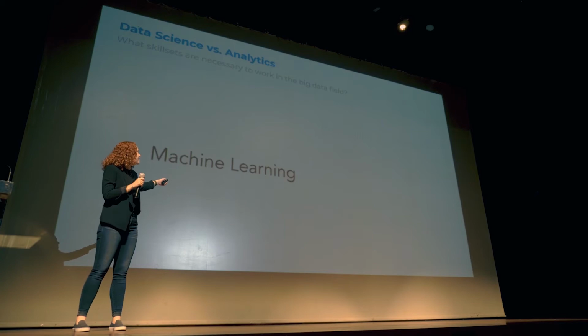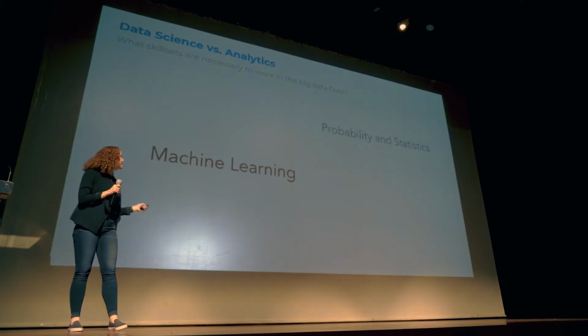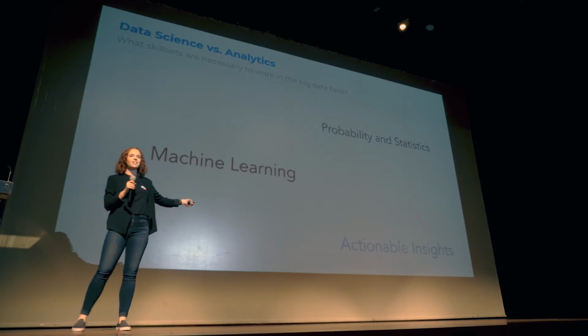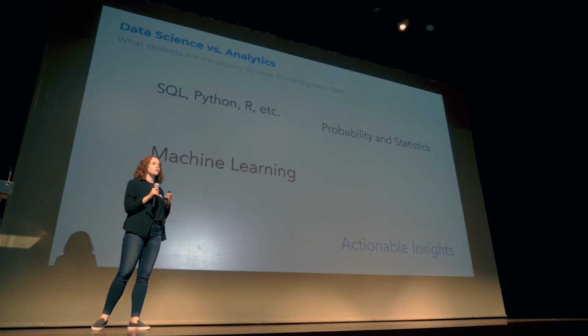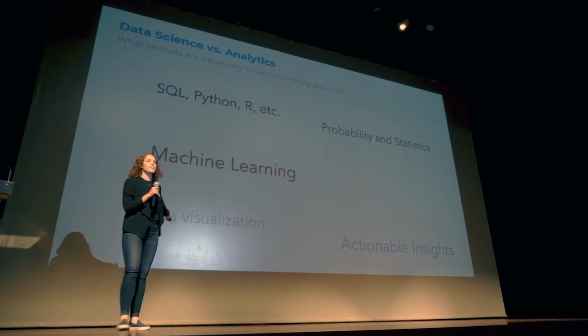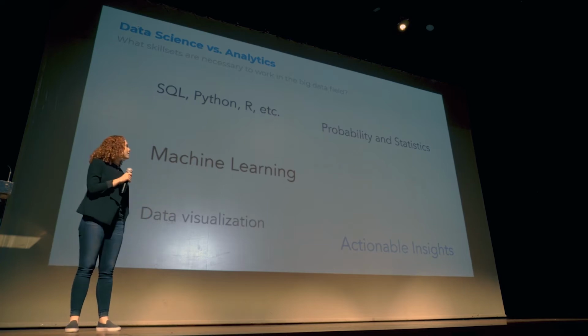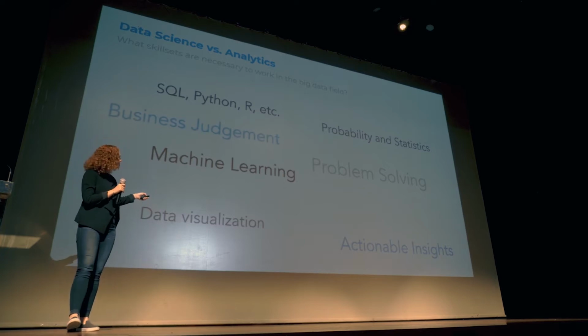So when we're talking about data science versus analytics, there's a lot of terms that I'm sure people have heard. There's machine learning, that's a big one. We've probably all heard that. Probability and statistics. Actionable insights. Python, R, SQL, various tools we use to analyze big data. Data visualization, another big one. Problem solving. Business judgment. And predictive analytics. And now you may be asking, which one is data science and which one is analytics?